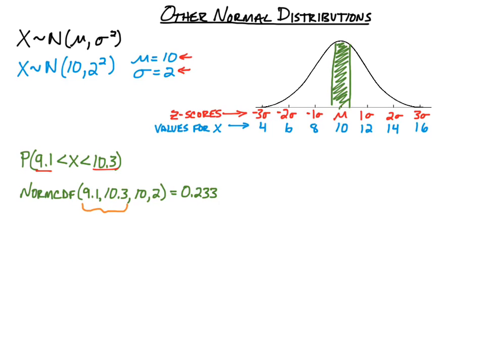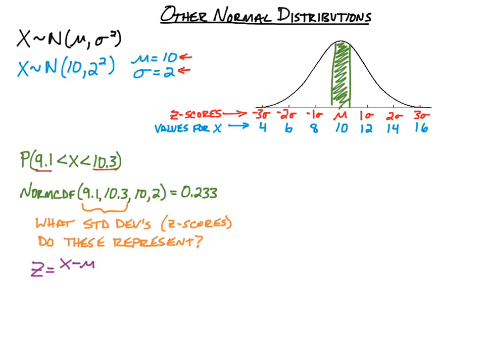So this works because we have actual data values here and an actual mean and standard deviation. But what happens if we want to know what standard deviations, or what z-scores, these values represent? So now we don't want to look at 9.1 and 10.3. We want to know what standard deviations those represent. There's a handy formula that we can use, the z-score formula, or that's what I call it anyway.